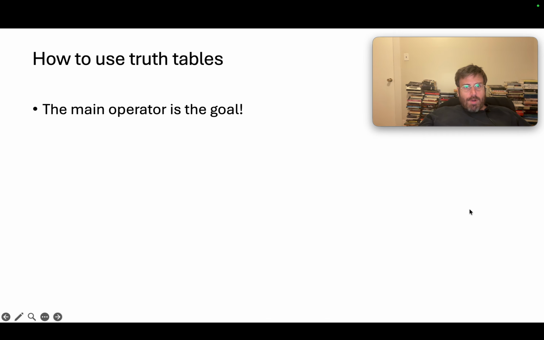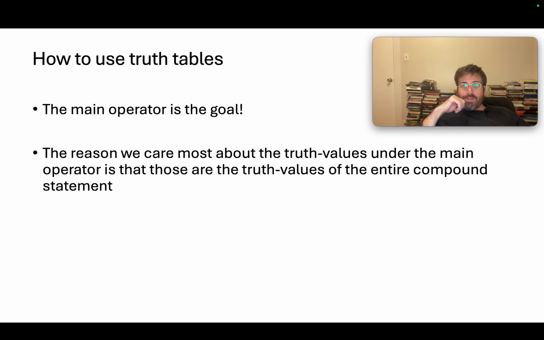The main operator is the goal for complex sentences. In other words, what we're really after is the truth values for the main operator on any complex sentence. That is sort of the governing principle, the governing feature of the entire complex sentence. But there's some trickiness that we have to account for when it comes to determining the values for a main operator. The reason we care most about the truth values under the main operator is that those are the truth values that essentially determine the whole statement.